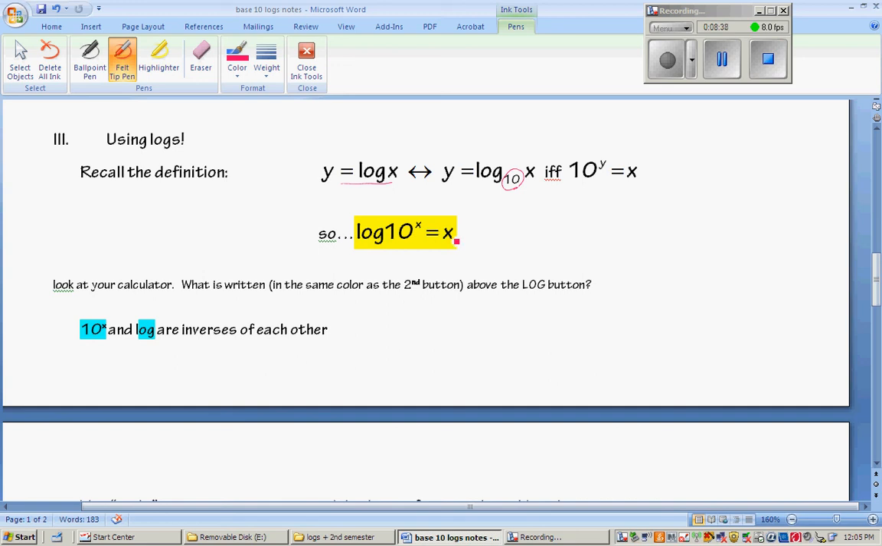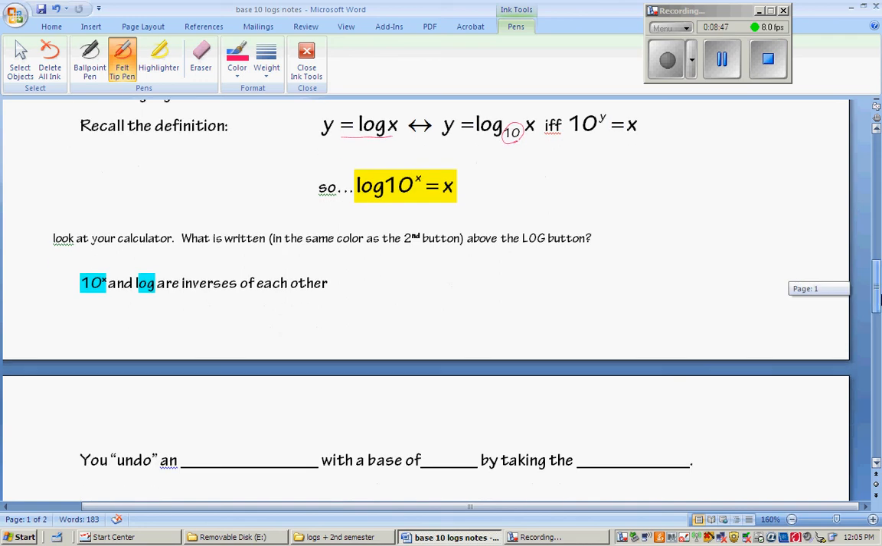And you might think, how is this helping me? There's so much going on. But if you take a look, it looks almost like we canceled something out. So let's just take a quick second to look at our calculator. What is written in the same color as the second button above the log button? It's in the first column of buttons. If you check it out, you should see a 10 to the x. And it's because 10 to whatever number and the log button are actually inverses of each other. It's how you undo stuff.